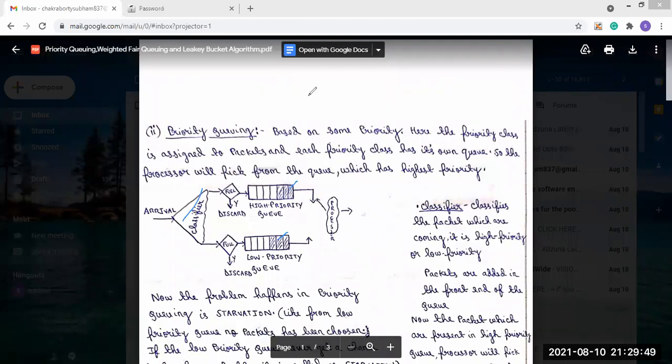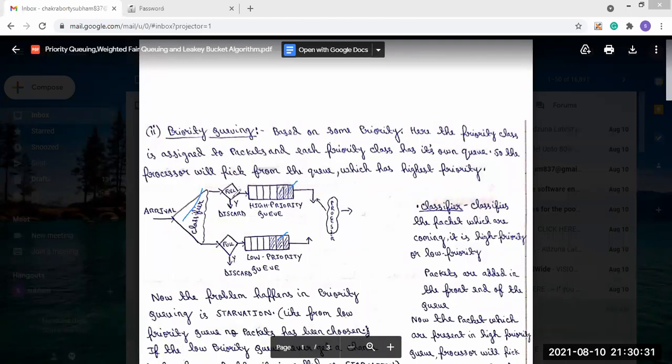So now let's proceed with the discussion. The packet is classified, and according to that, if it is high priority, then it will be added into the high priority queue, and if it is low priority, then it will be added to the low priority queue. First the packet arrives, and if it is high priority, it will be checked whether the high priority queue is full or not. If the high priority queue is full, we will not be able to add it, so it will be discarded. And if it is not full, then it will be added to the high priority queue.